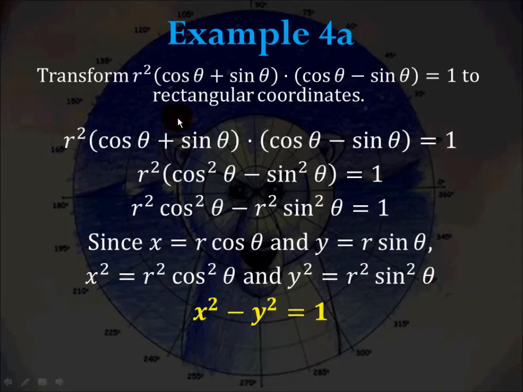So what you're going to want to do when you're going from polar to rectangular is to get components into the forms of r cosine theta and r sine theta, so you can convert them into x's and y's. It'll always be something you can do, so it won't be a problem where you end up with something like an r squared sine theta, where you can't really do anything with it. So x squared minus y squared equals 1. You're going to substitute in r cosine theta for x, r sine theta for y.